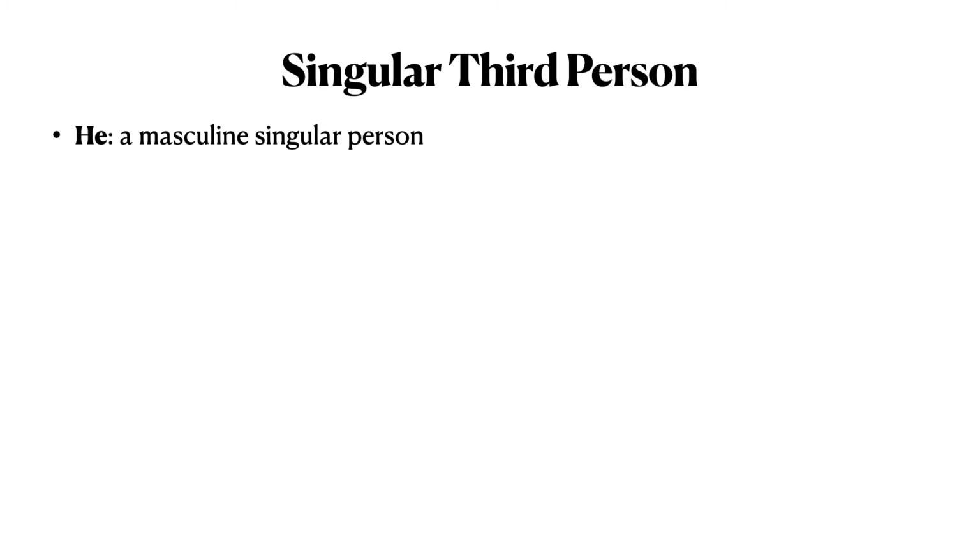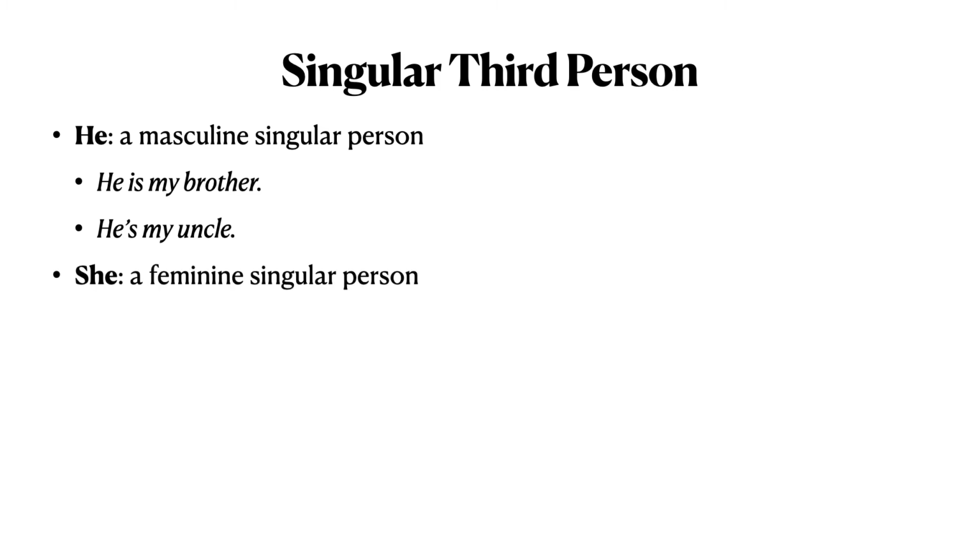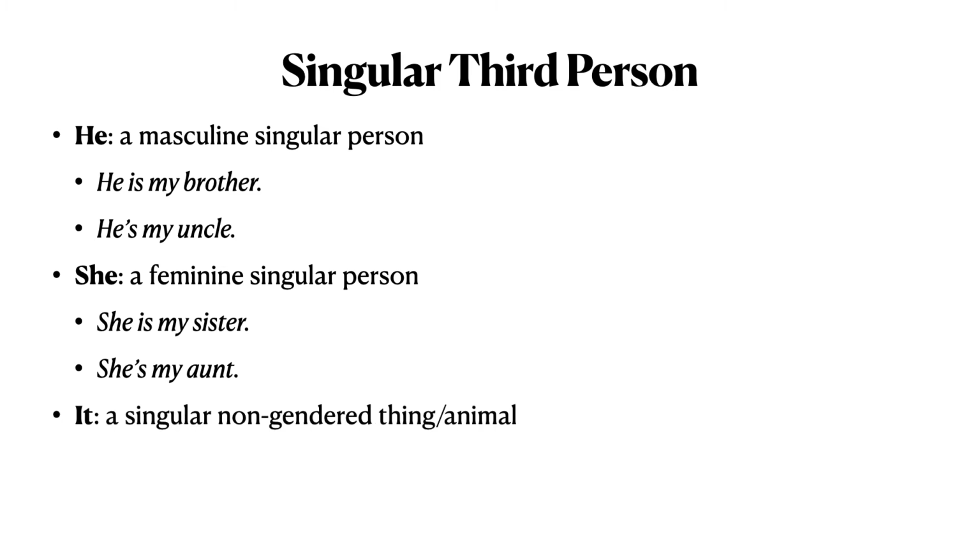So he is a masculine singular person. He is my brother. It's a male person and just one person. Or he's my uncle. An uncle is also a male person. She is a feminine singular person. So she is my sister. Sister is a female person. Or she's my aunt. Same, it's one female person.